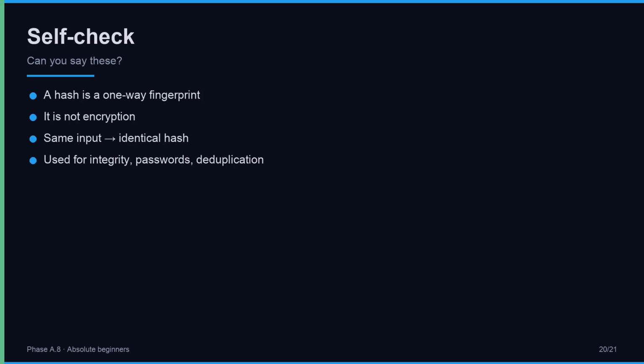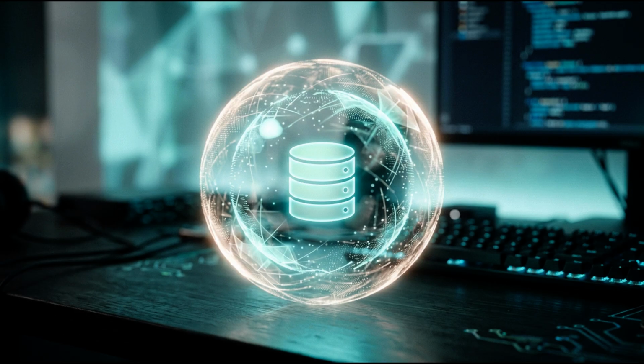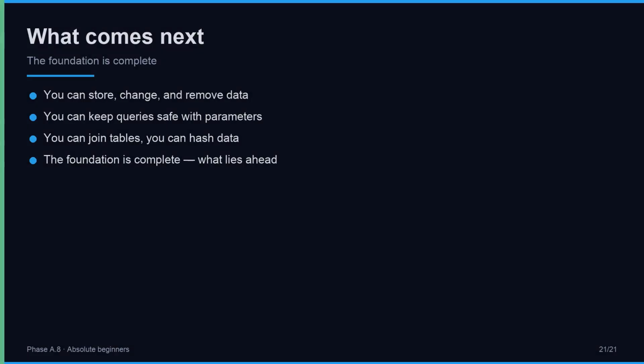Say each out loud. Storing data is the start. Protecting it is the rest. Hashing is the first tool in that direction. Protection begins. This is the close of phase 8, and the close of the whole foundation. You can store data, change it, remove it. You can keep queries safe with parameters. You can join data across tables. And you can hash data to fingerprint it.